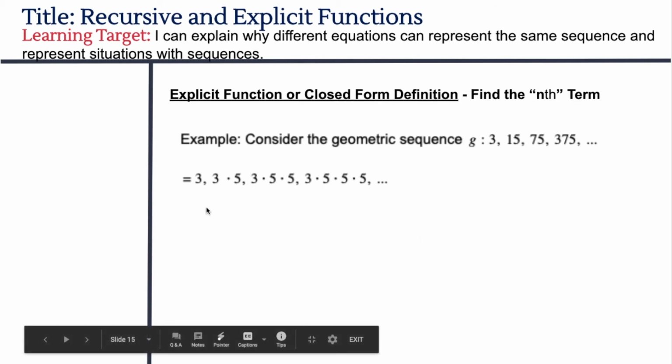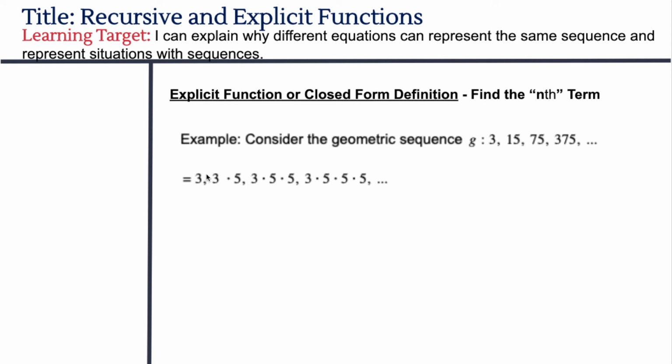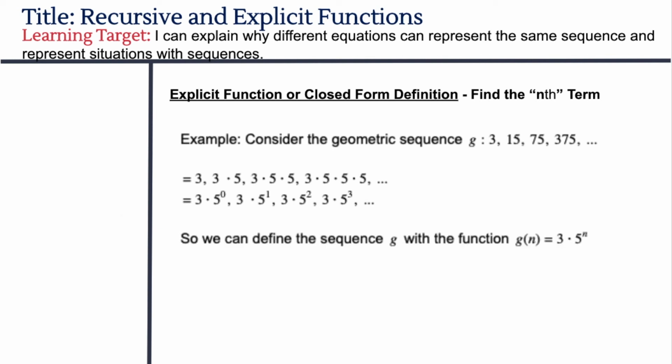This first one, we can define it as 3 times 5 to the 0 power, because 5 to the 0 power equals 1. So that's what I've done here. 3 times 5 to the 0, 3 times 5 to the first, 3 times 5 to the second, 3 times 5 to the third, and now we can see our pattern developing. So to write our geometric sequence, we can write an explicit function this way. We can define the function g of n as 3 times 5 to the n.